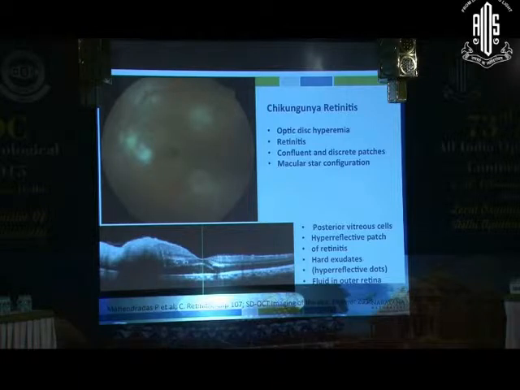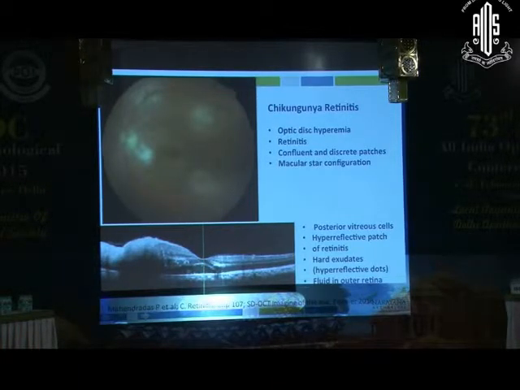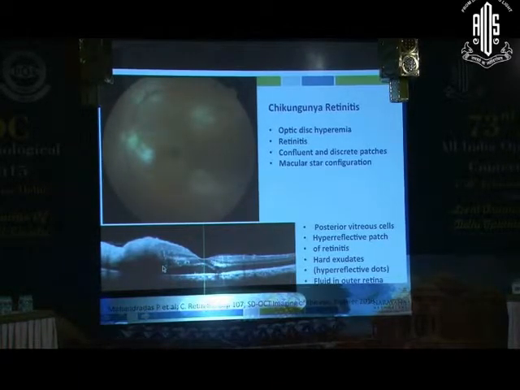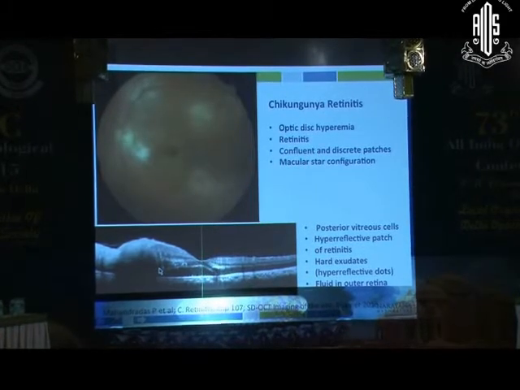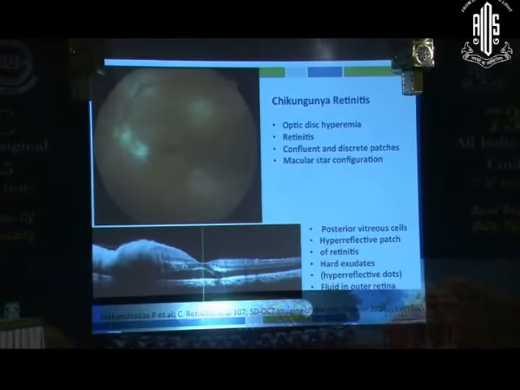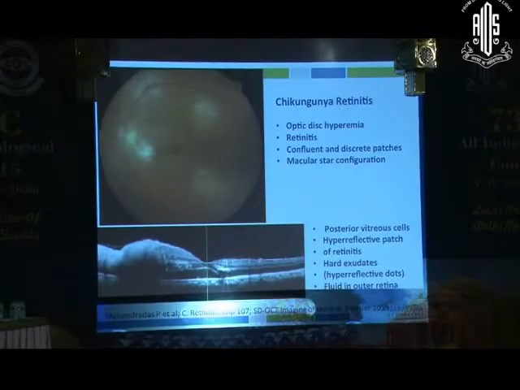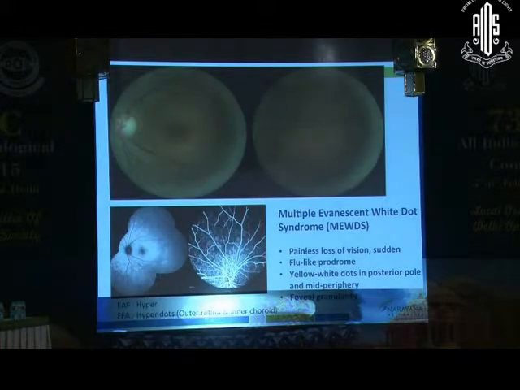So this is the chikungunya retinitis. And this whole big lump here is a hyperreflective patch of the retina. Now it's easy, you've understood that this is the inner retina, and then you see the space and the fluid in the outer retina. So one affects the location, the other one affects the vision.